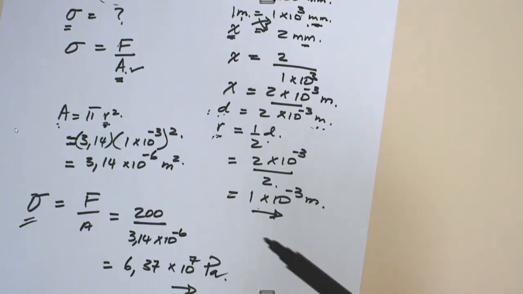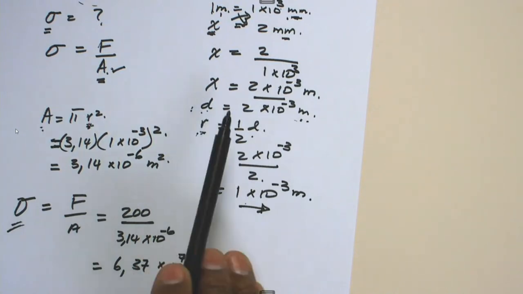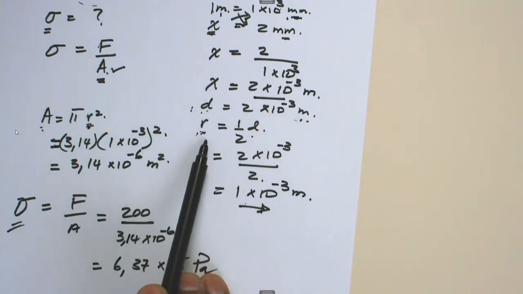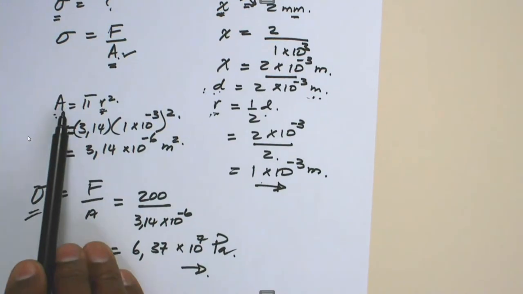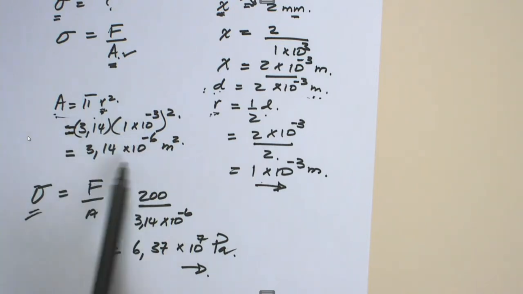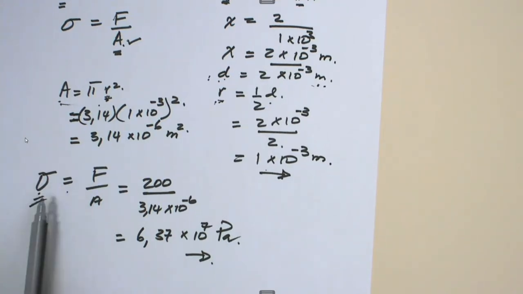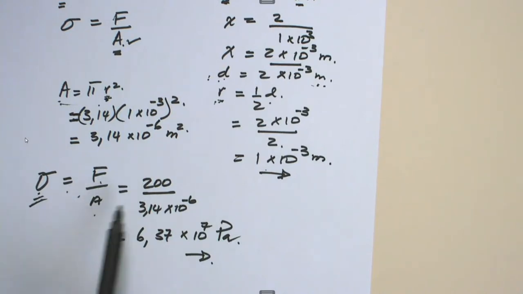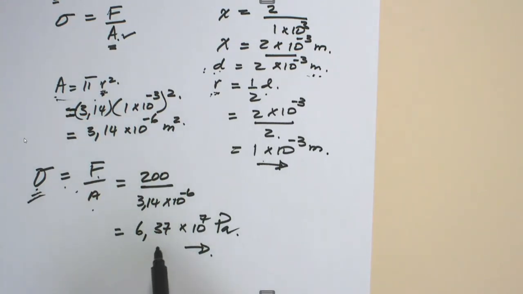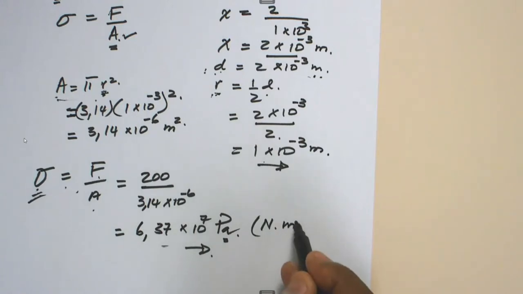So we convert that to meters, and once we have converted it, we can then divide the diameter by 2 so that we get the radius. Once we have the radius, we can calculate the area. The area is given by pi radius squared, and then we substitute in that, and we use the formula for stress, which is force over area, and we get our answer in pascals. Remember, this pascal is equal to a newton per square meter.